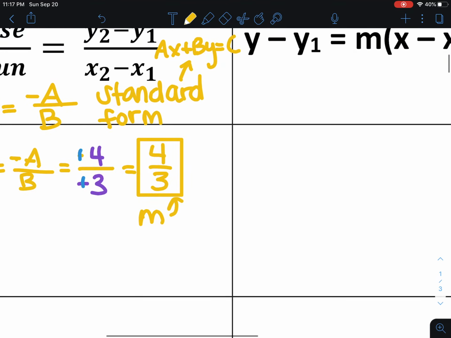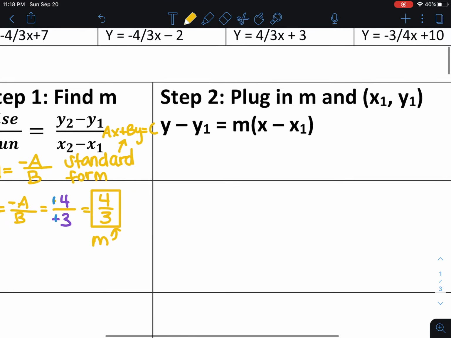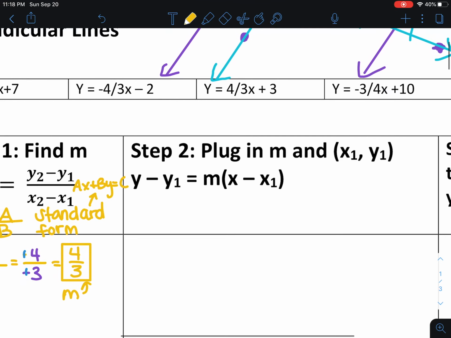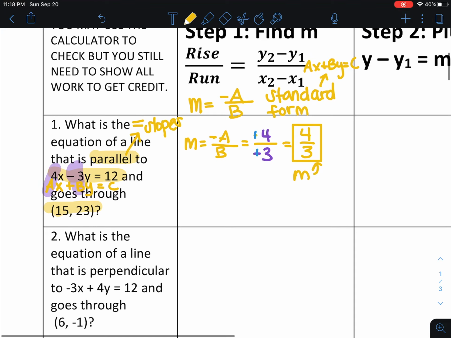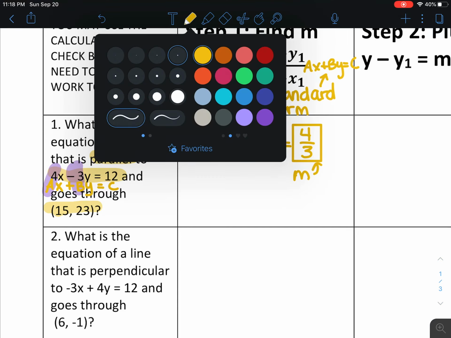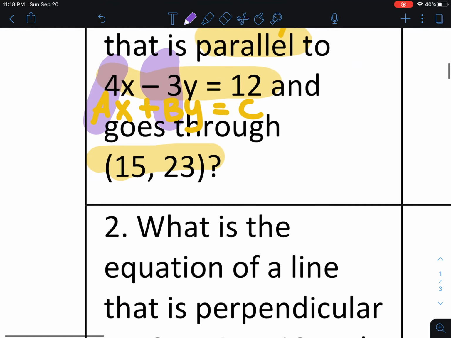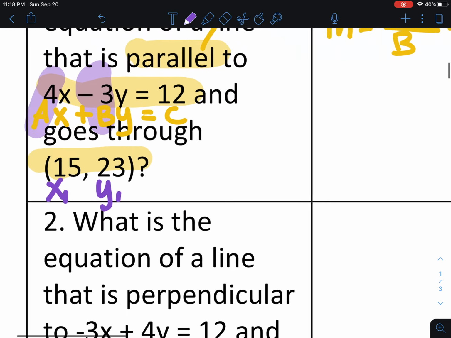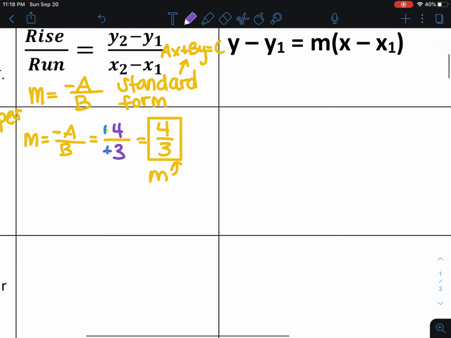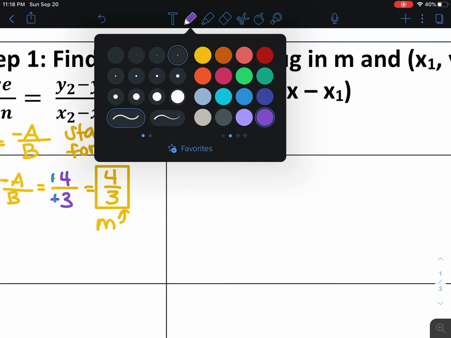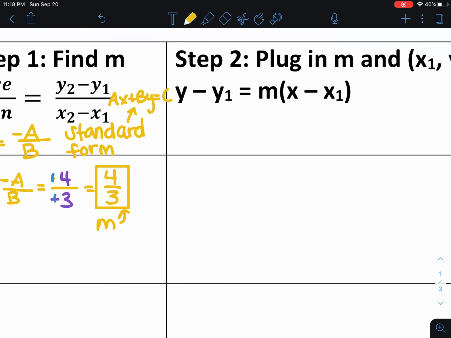Okay, moving on. Step 2, plug in m and x1, y1. Well, what in the world is that? Where did I see a point? Oh, there we go. Here are the coordinates right here. So this is x1 and y1 in parentheses. So x1, y1. Okay, great. So now I'm going to go over to step 2, and I'm going to start by writing the original form. And guys, what form is this? Let me highlight this real quick. What form is this? This is point slope form.